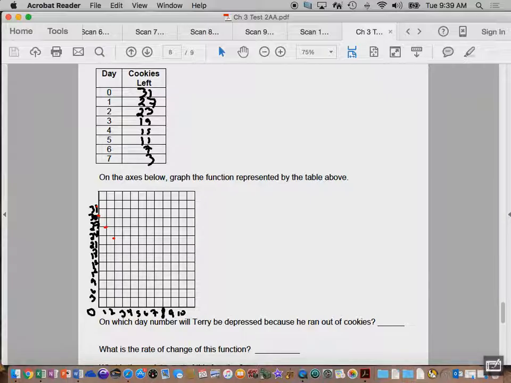Then we are at 19, which is here. Then we are at 15, which is here. Then we're at 11, which is here. Oh, I didn't really show off 11. Then we're at 7. And then we are at 3. So if I, there we go. There's my line drawn, connecting the points.